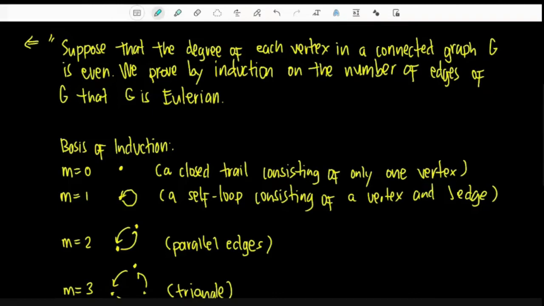If the number of edges is 0, so that means yung graph natin, para magkaroon ng zero number of edges, ay isa lang dapat yung vertex. Right? So, the Eulerian trail itself is doon lang sa vertex na yan. So, it consists of only one vertex. Now, if the number of edges is 1, right? So, meaning, isa lang number of edge, para maging Eulerian trail yon dapat closed loop siya. Self loop. So, a self loop consists of a vertex and an edge.